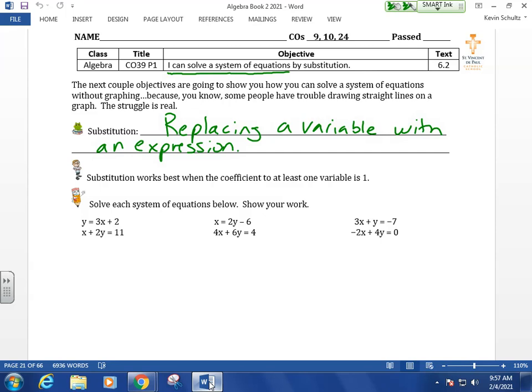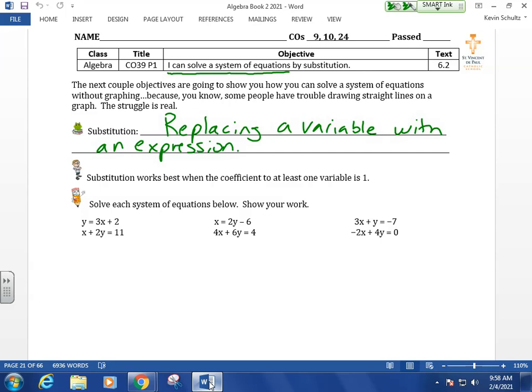Okay? And what I mean by that is, take a look at the equations that we have here, this first set. We have y equals 3x plus 2 and x plus 2y equals 11. Now, again, being a system, we're not interested in just what's the value for x and y that works in only one of them. We want to know the value for x and y that works in both of them. Okay?